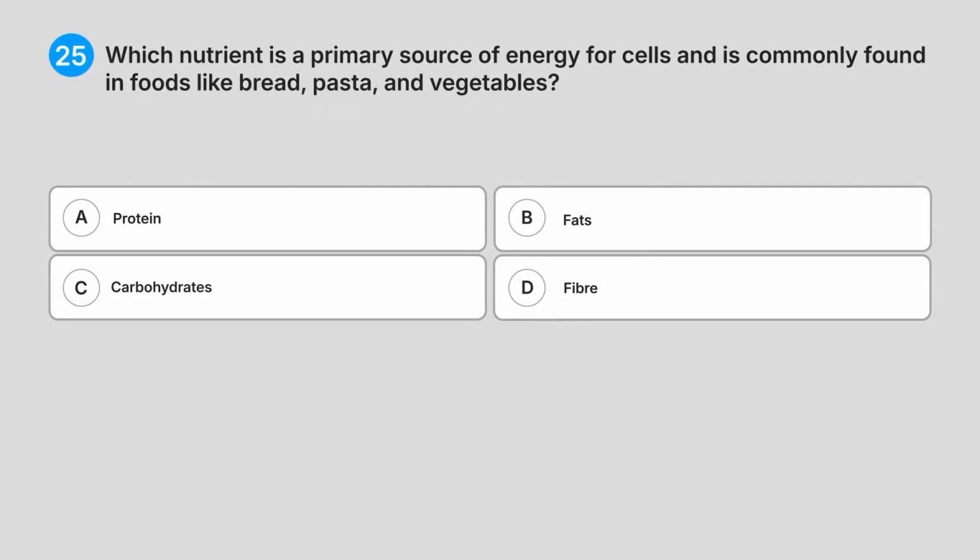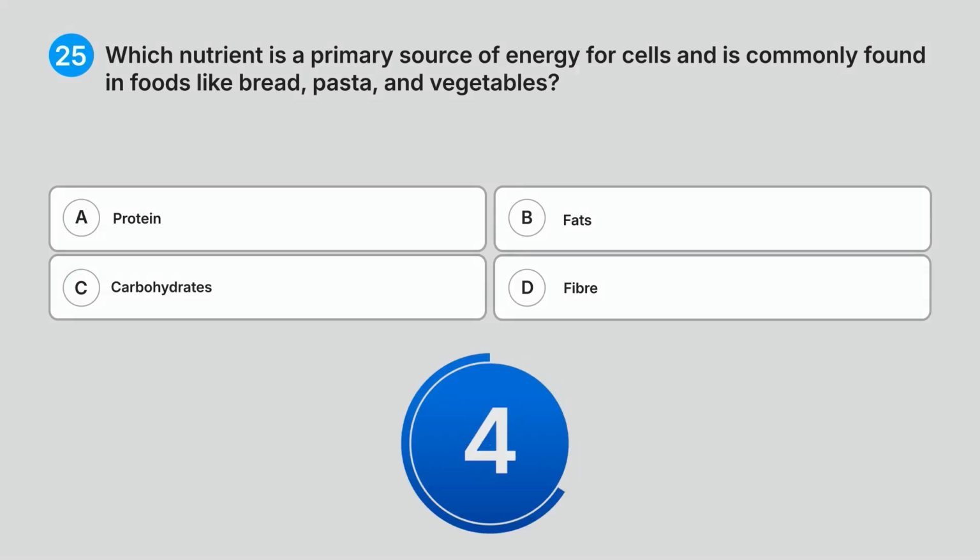25. Which nutrient is a primary source of energy for cells and is commonly found in foods like bread, pasta and vegetables? A. Protein. B. Fats. C. Carbohydrates. D. Fiber. Can you guess the answer?